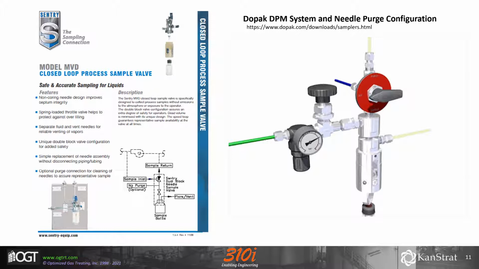The vendors will typically make bottles that fit with their systems. The one on the right is a Dopac system, which is now part of Crane, and we have a brief video showing the system in operation and shows how you can pre-purge the bottle. So there's a bottle coming in, you purge the bottle, fill the bottle with sample, and then remove the bottle.